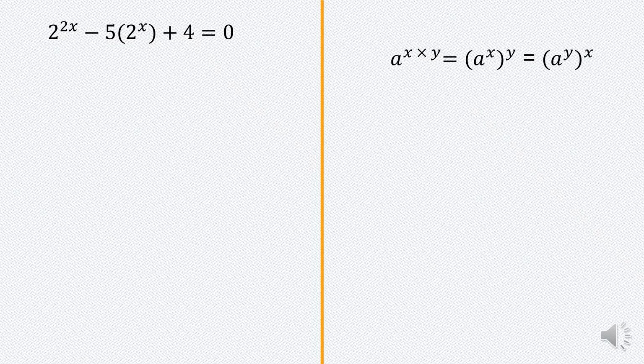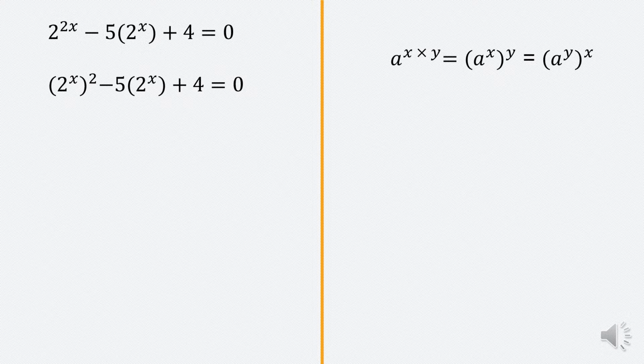In this video, we'll be solving this question: 2 exponent 2x minus 5 times 2 exponent x plus 4 equals 0. The first thing we'll do is to rewrite the 2 exponent 2x part using this rule. So then it becomes 2 exponent x, all exponent 2. So now our equation looks like this.